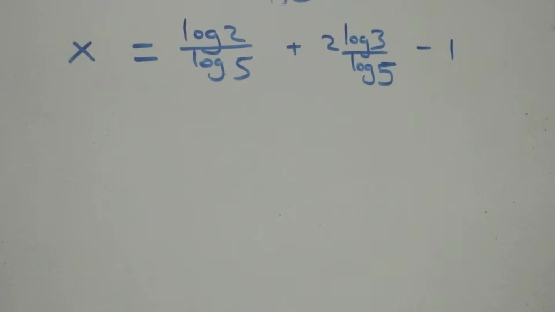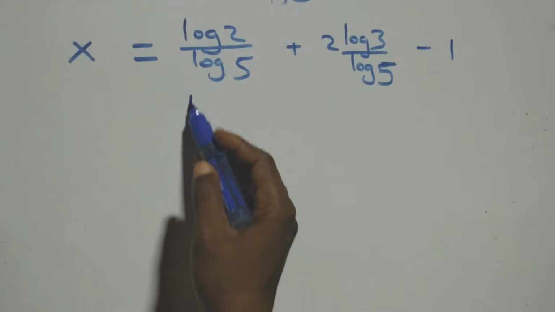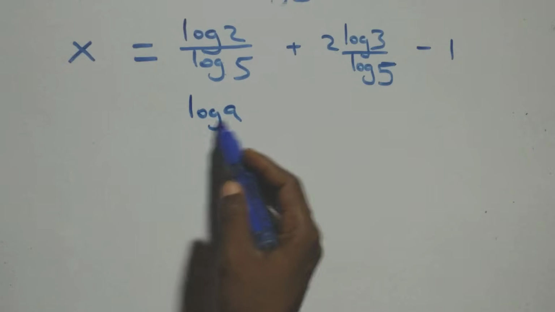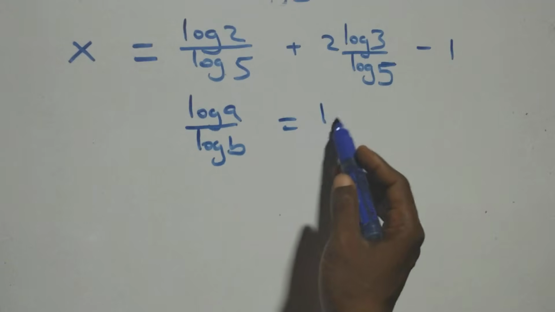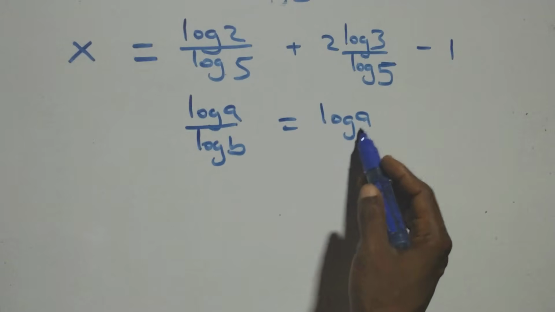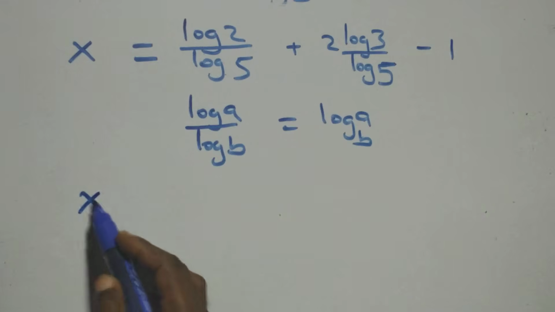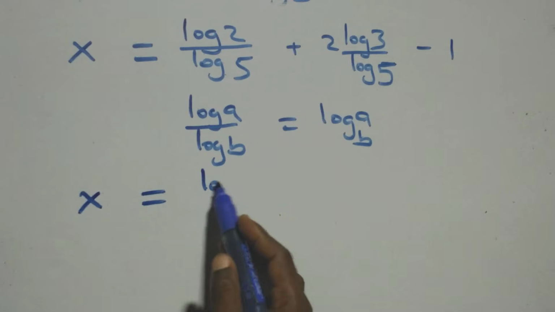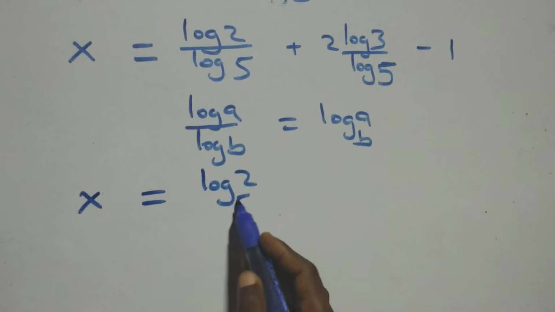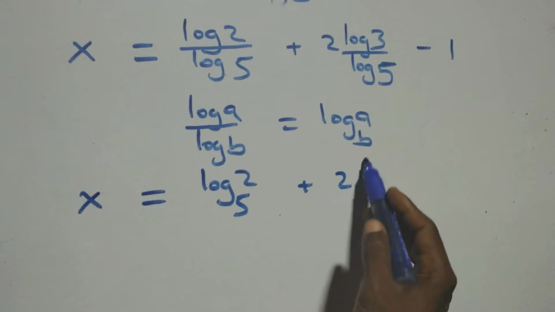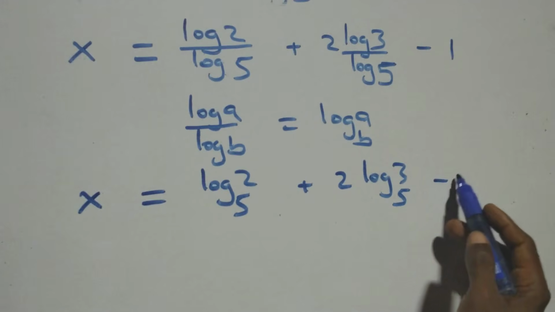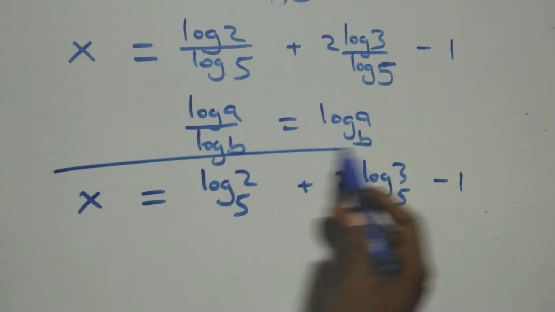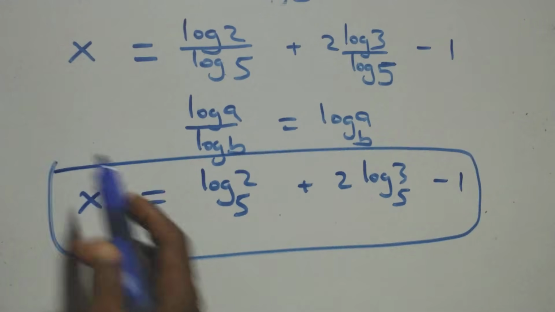Then, next step here, we apply change of base, when we have log a over log b, this is the same thing as log a to base b. That is, here we have x equals log 2 base 5 plus 2 log 3 base 5 minus 1. This is the value of x in this problem.